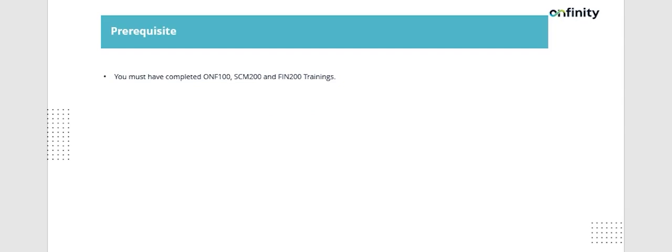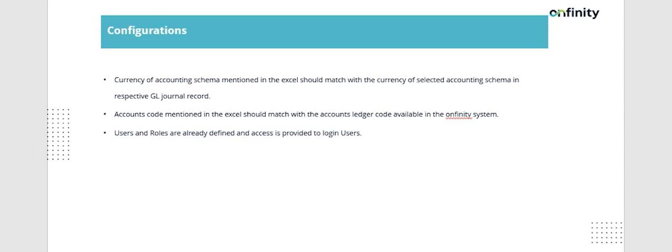Prerequisites: you must have completed the Onfinity 100, SCM 200, and FIM 200 training sessions. Required configurations: the currency in the Excel sheet must match the currency of the selected accounting schema in the GL journal record. Account codes in the Excel sheet must match the ledger codes available in the Onfinity system. The user must have the necessary roles and access to the GL journal form.